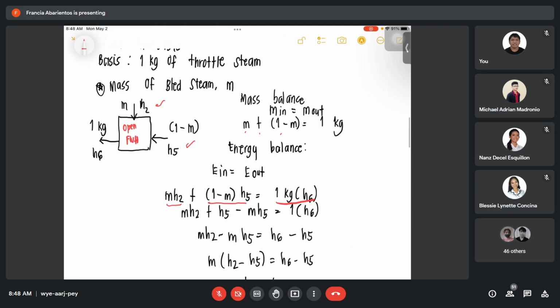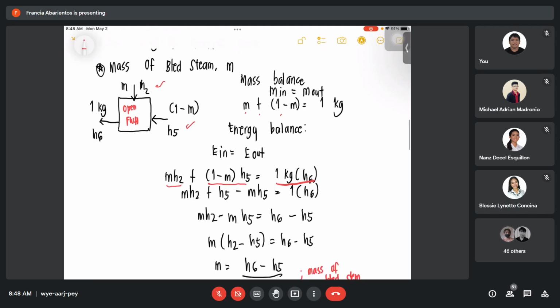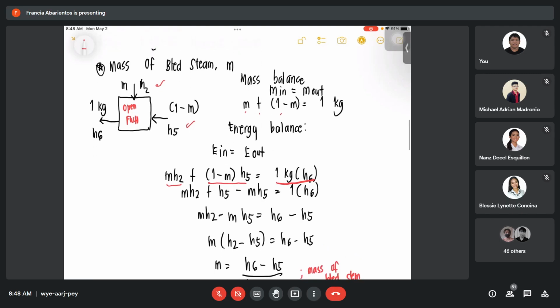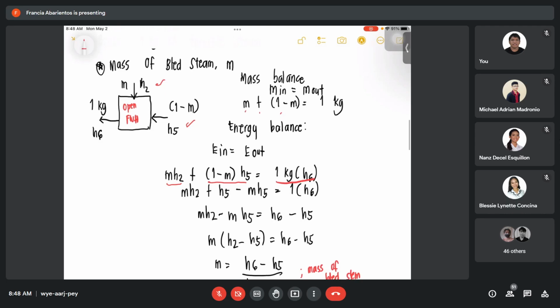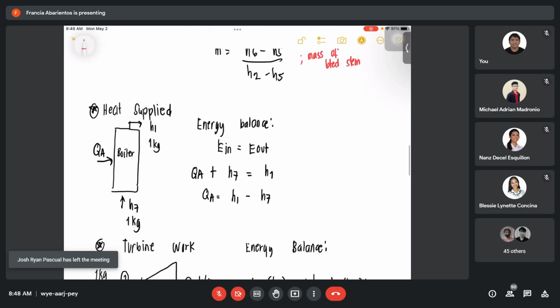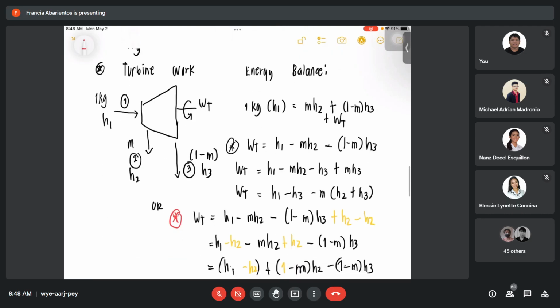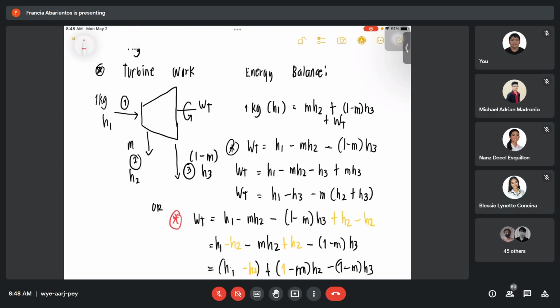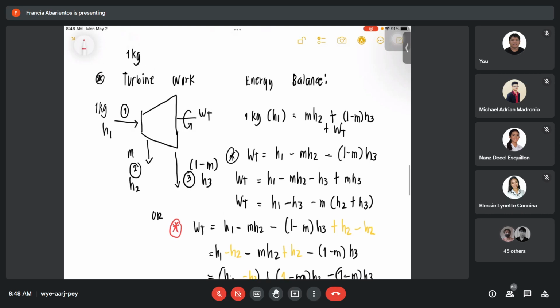Okay? So, that is usually what you look for first when the process is undergoing a regenerative process or regenerative Rankine cycle. Okay? So, the heat supplied, considering 1 kilogram, is equal in the boiler to h1 minus h7, just an energy balance. In the turbine work, considering our 1 kilogram. Let's just highlight.